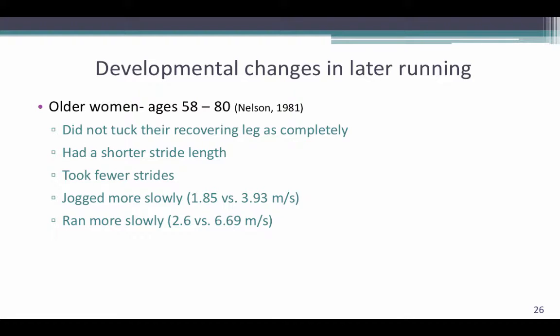Some of the changes that we see in walking exist in running later on in older adulthood. In this study conducted by Nelson in '81, he found that the old ladies did not tuck their recovering leg as completely, had a shorter stride length, took fewer strides, jogged slower, ran slower, and had a slower maximum speed.